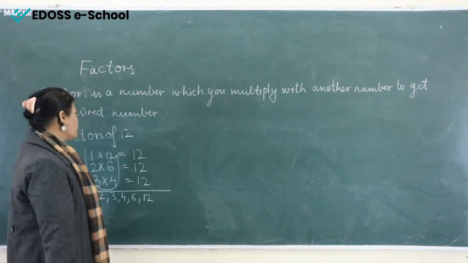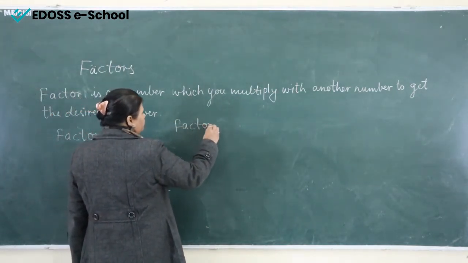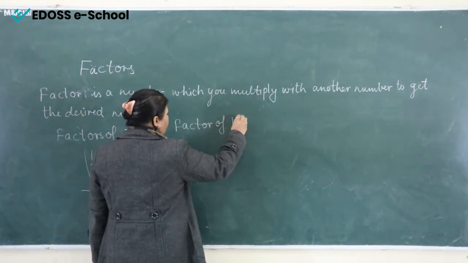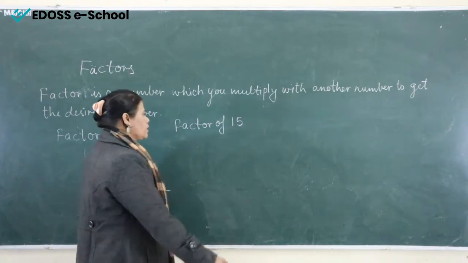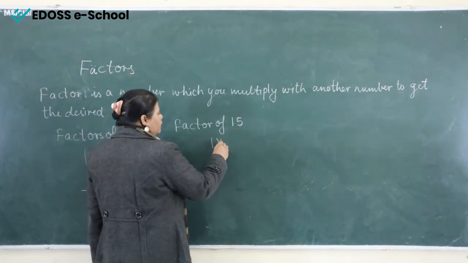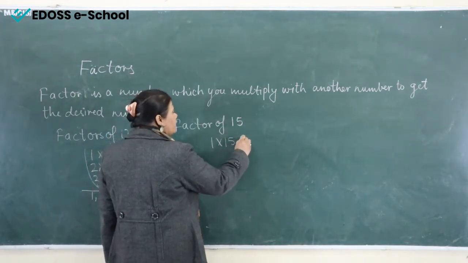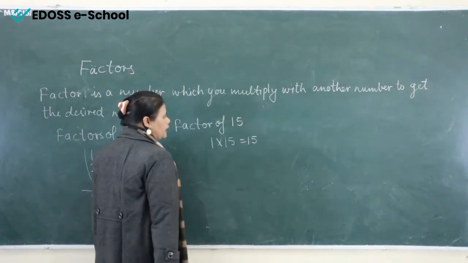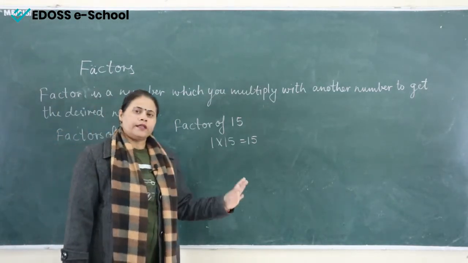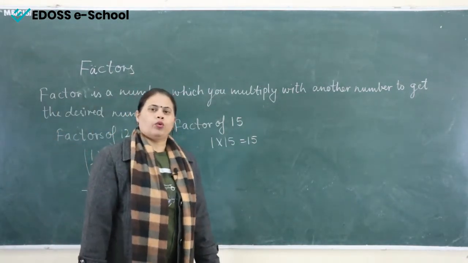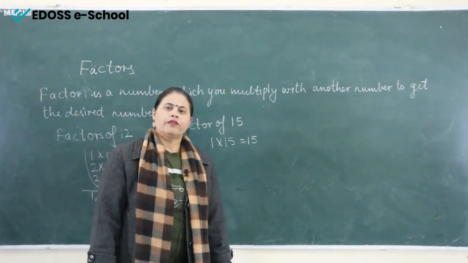Right. Now come to the next example, factors of 15. For the factors of 15, again we will start from 1. The number 1 is multiplied with 15 only and we get the desired number, 15. So 1 is a factor of 15. Now come to 2. In the table of 2, will 15 come? No. So we will take another number, 3. Yes, in the table of 3 the 15 will come.